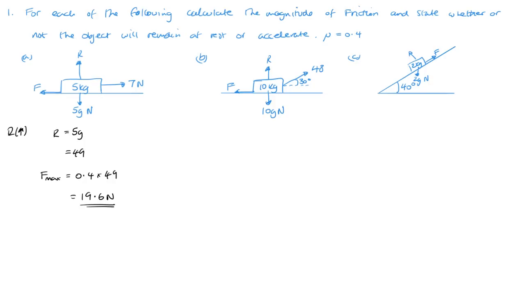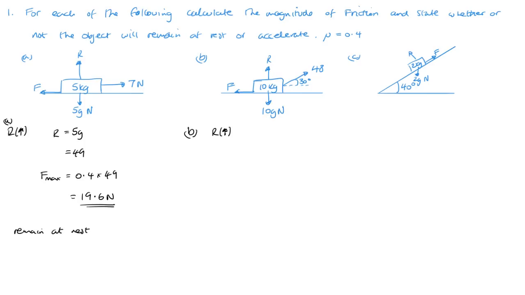Okay, state whether the object will remain at rest. Well, its maximum frictional force is 19.6 newtons. This is only 7 newtons. So friction will match that 7 newtons and this will remain at rest. So that was part A. Now let's have a look at B.